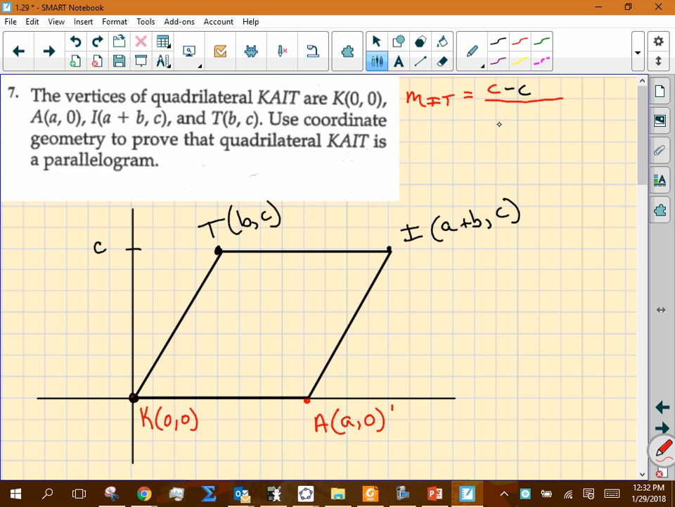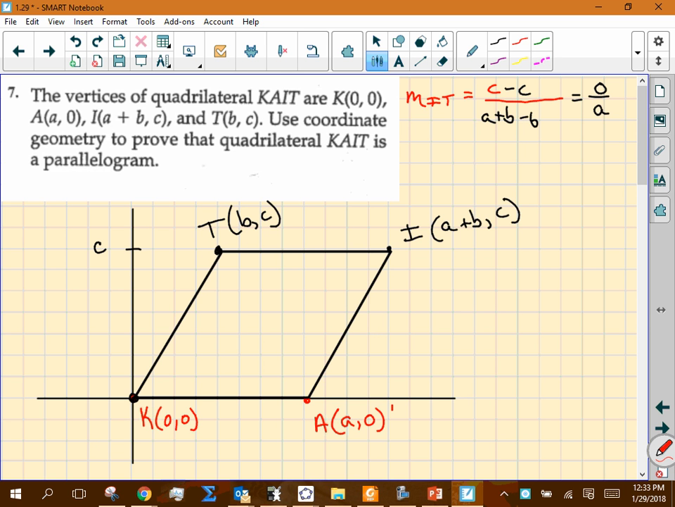And then you take the x values of I and t and subtract those. So the x value of I is a plus b. You're going to subtract the x value of t. Now you're going to evaluate that. You're going to simplify. What's c minus c? 0, right? What's a plus b minus b? Just a, right?